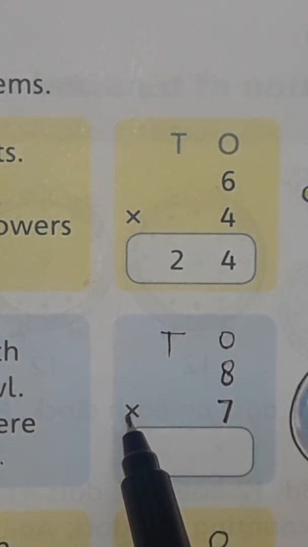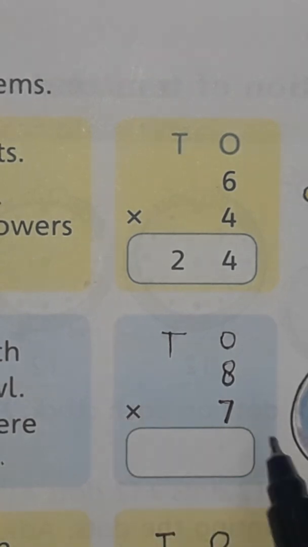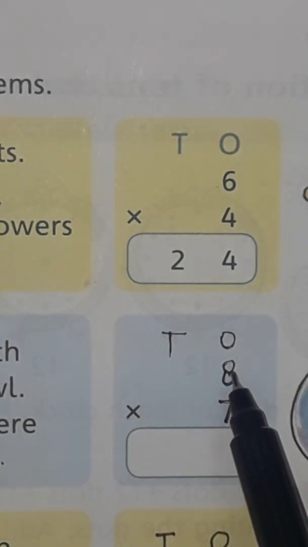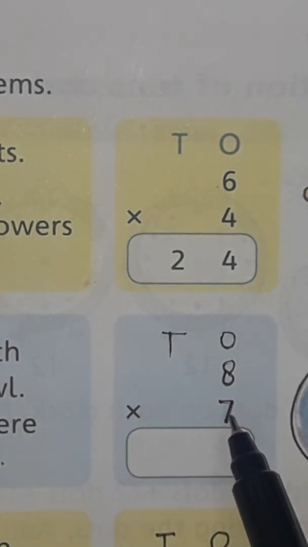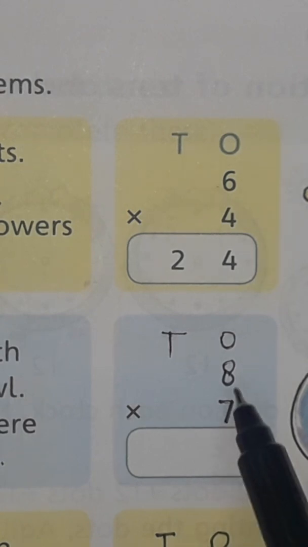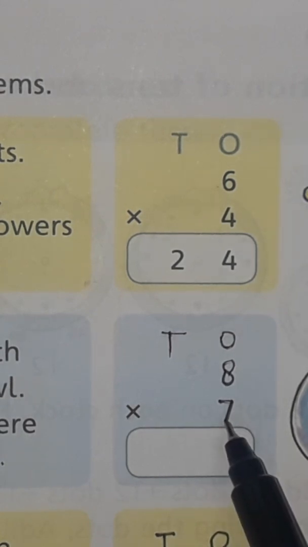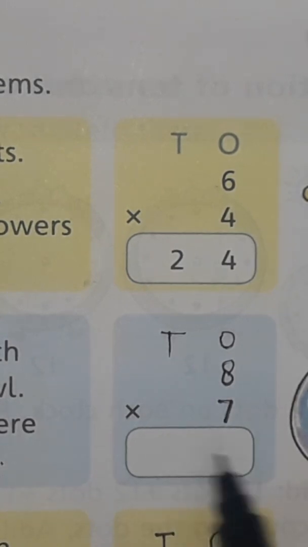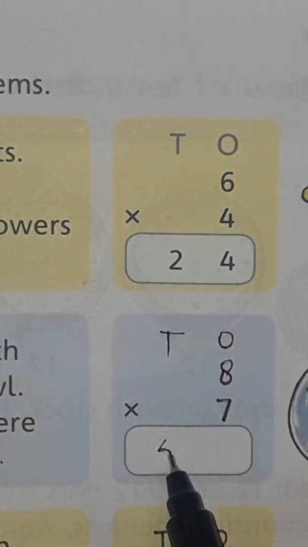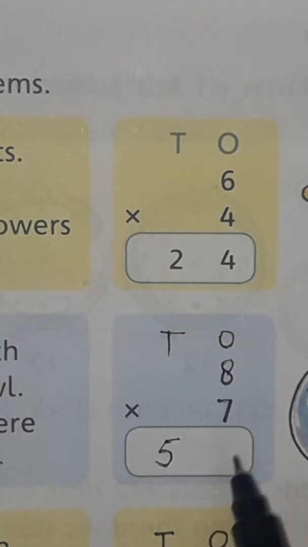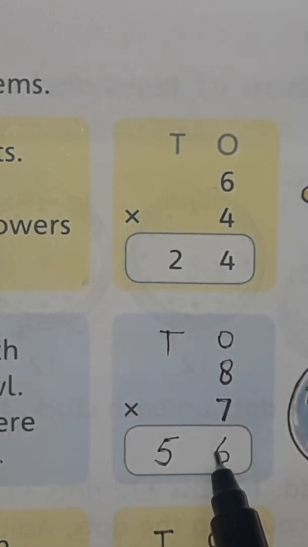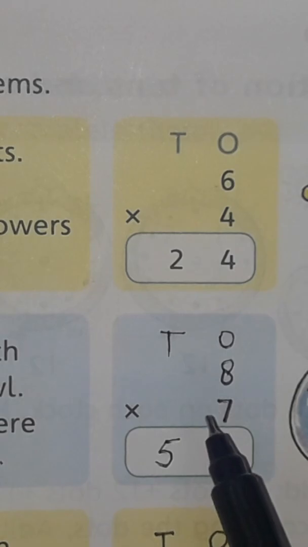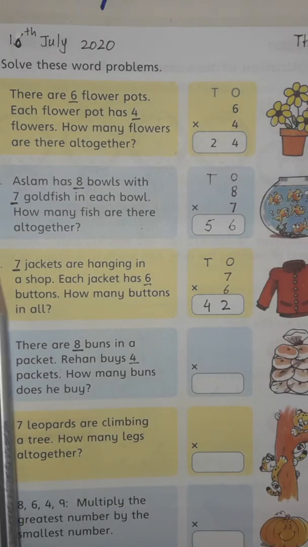Sign of multiplication, we will read tables. Table of 8 we can read, or table of 7 we can read. We are reading the table of 7. 7 8s are 56. We will write 5 under 10s and then 6 under 1s. 7 8s are 56.